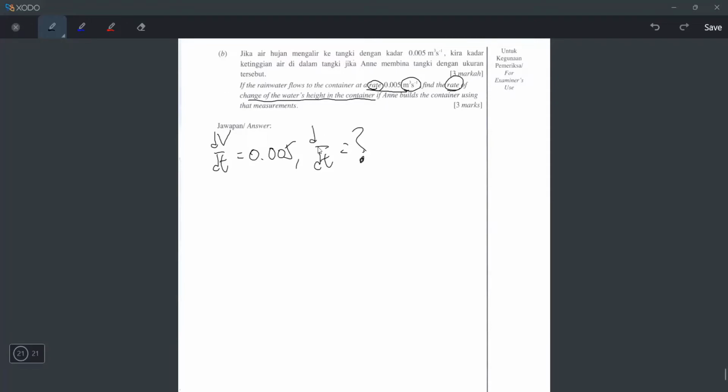So on top, you can't just write d water. No, what do you write? It's talking about the water's height, so you use dh. And then if N builds the container using the measurement. So that's it, that's the answer.